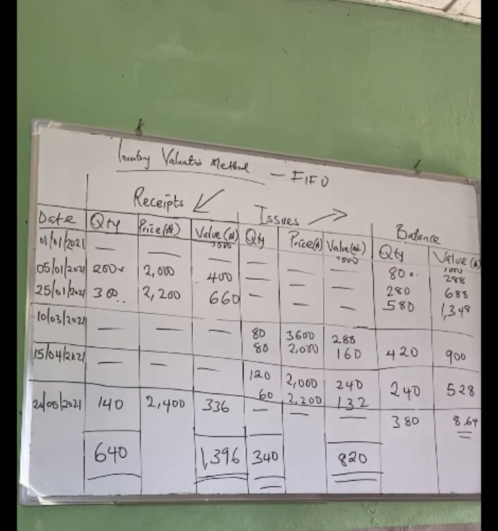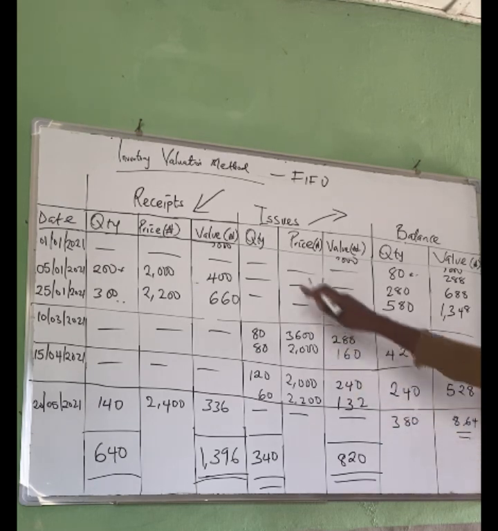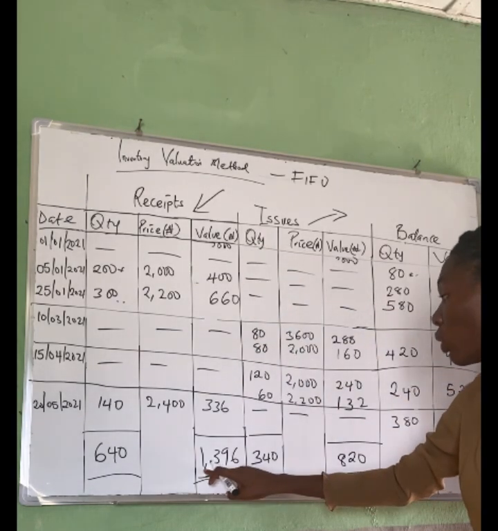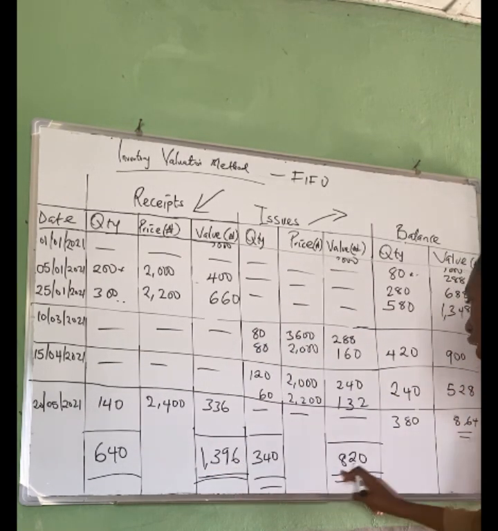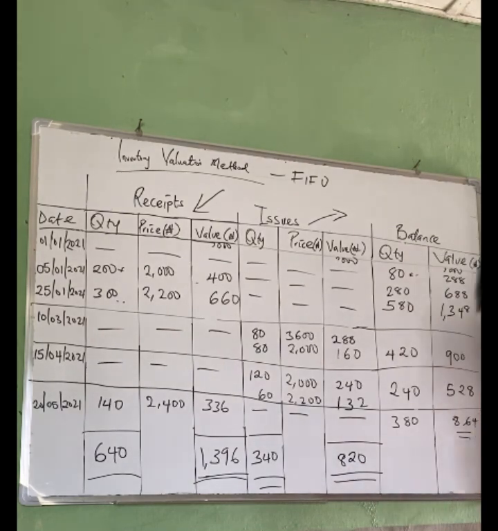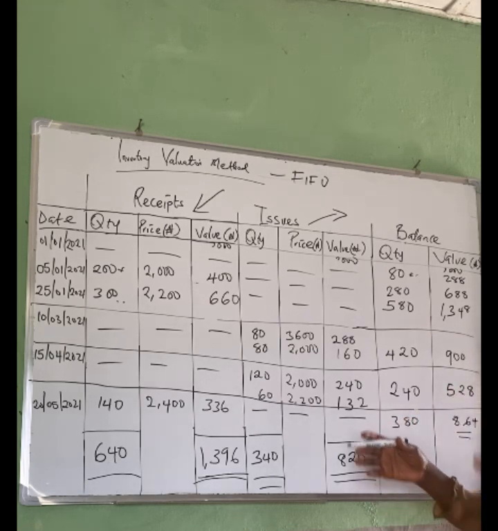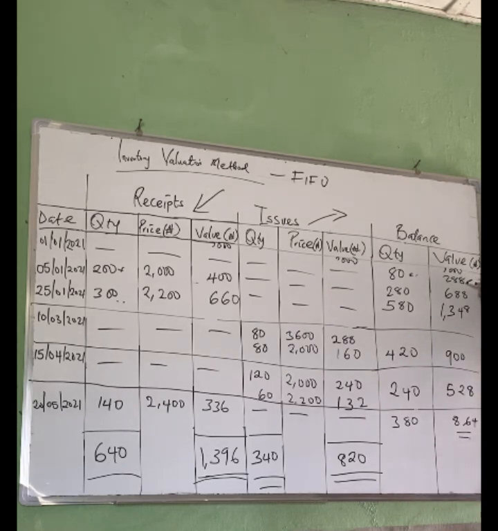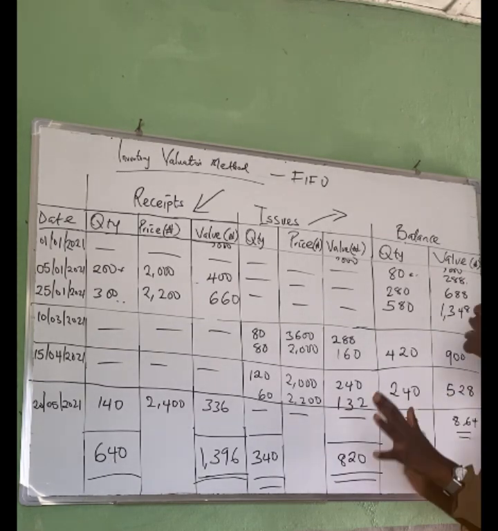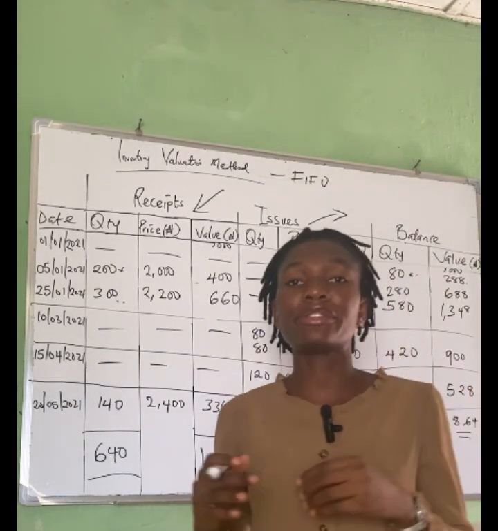Are we there? And then for the value, we'll be having 1396 minus 820. That will be giving us 576, okay, 576,000. Then we'll add the opening value for the opening stock, which is 288,000. When we add that, then we'll be having 864,000. That means what we did is what? Correct under the FIFO method.